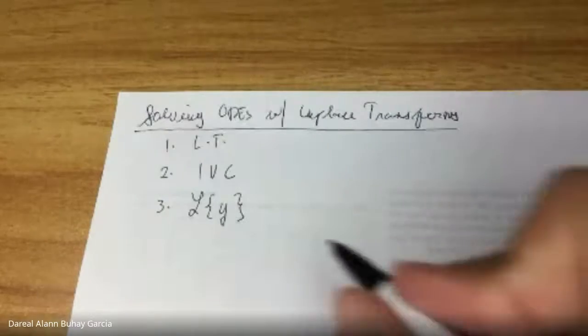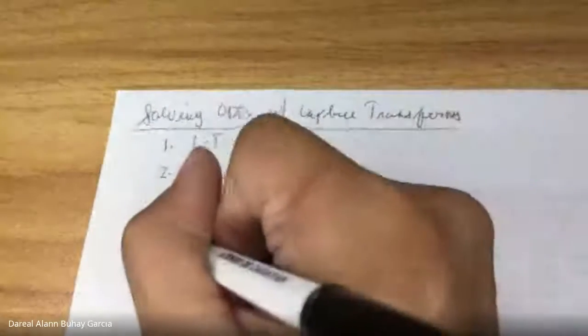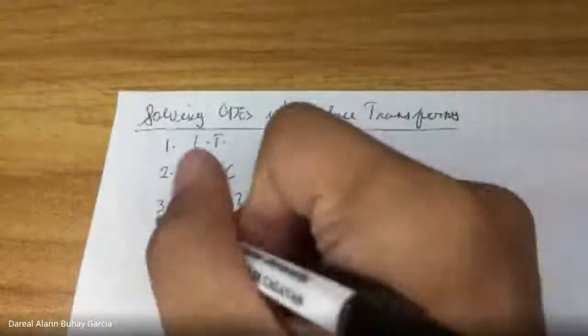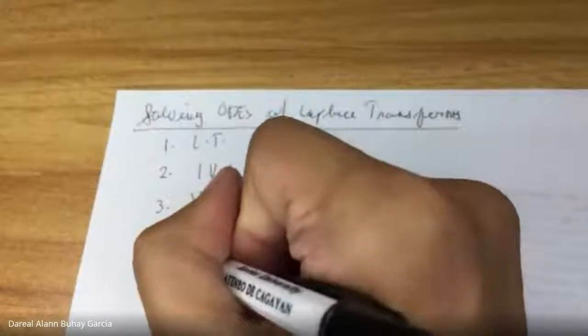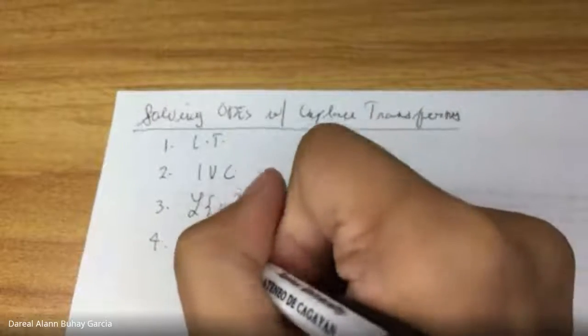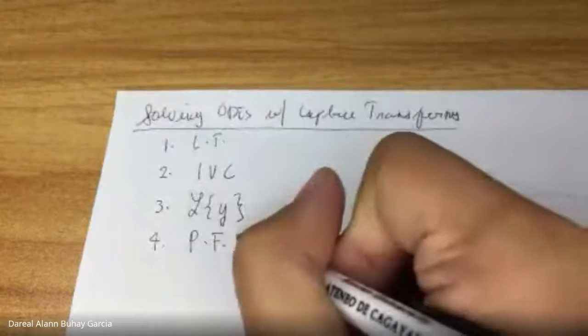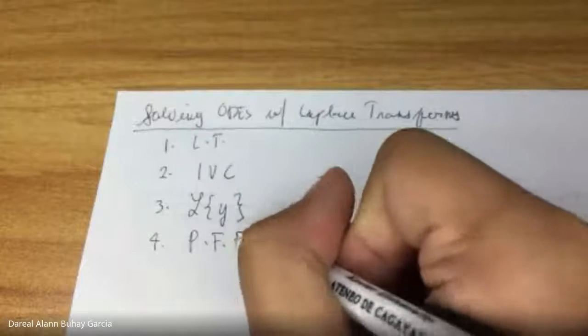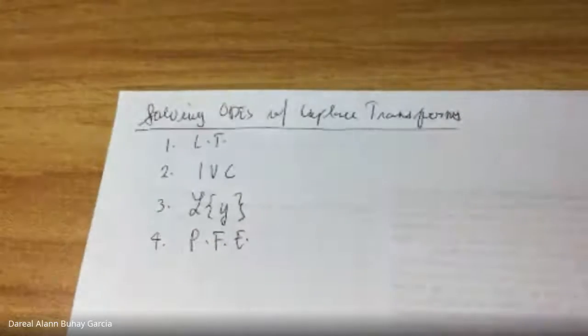Meaning, butang ni siya sa left-hand side and combine everything else sa right-hand side. And kung invertible, just take the inverse Laplace transform. Kung dili, sometimes we'd have to perform partial fraction expansion or partial fraction decomposition.